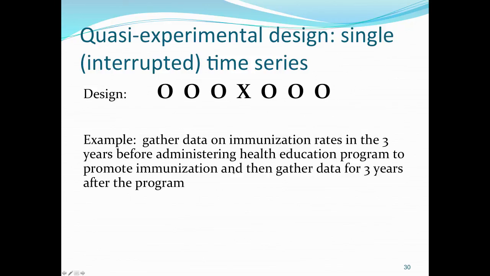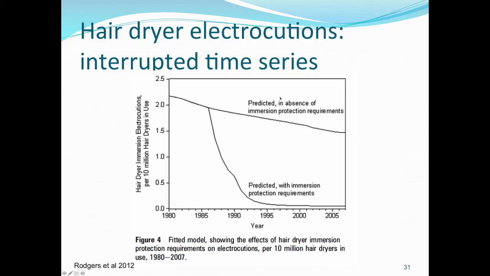So what happens here? An example might be that you're trying to increase immunization rates through a health education program. That's your X. So what do you do? You measure immunization coverage each year for 3 years before your program. That's the O's. Then you give your program, and then you measure immunization coverage in the 3 years after the program. And this is a very powerful design. Let me show you some ways that it's been used.